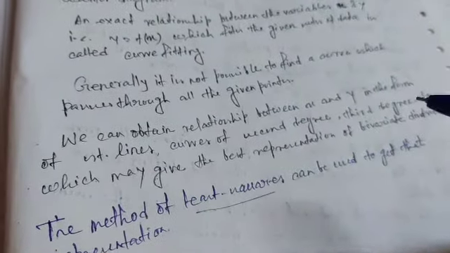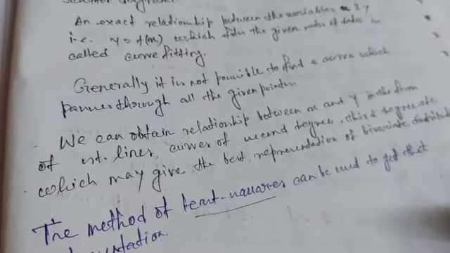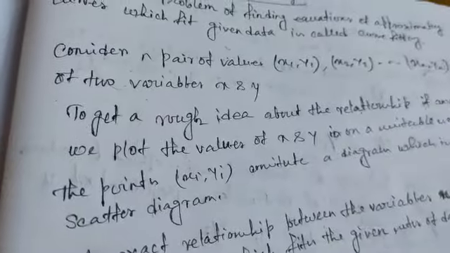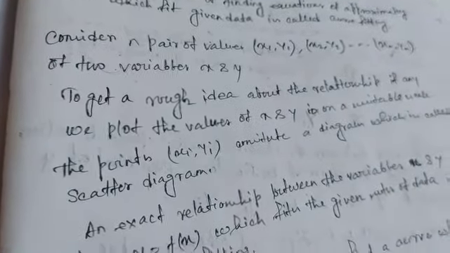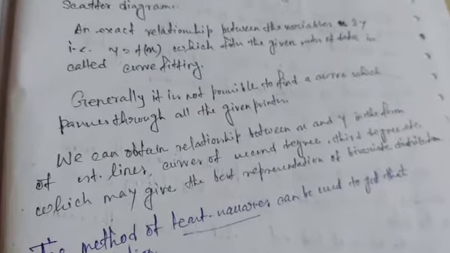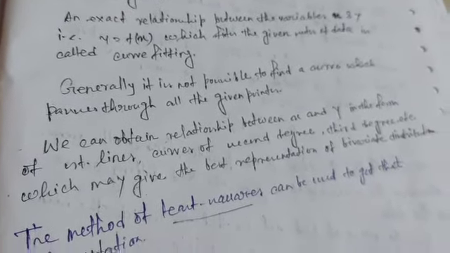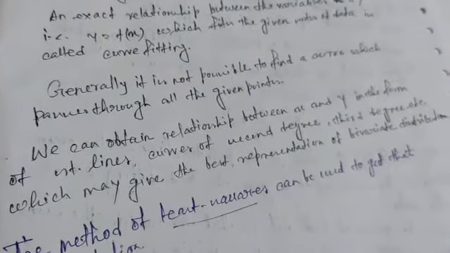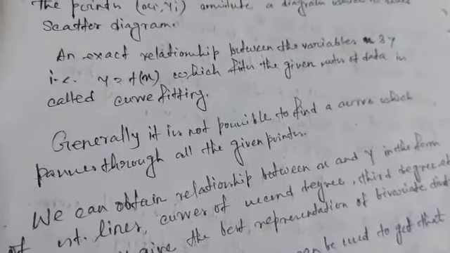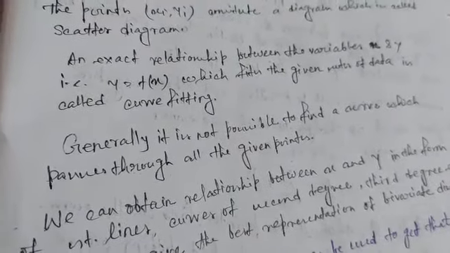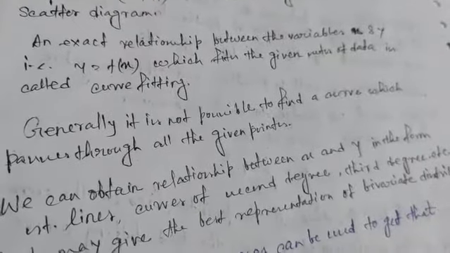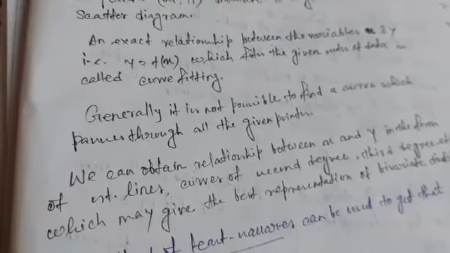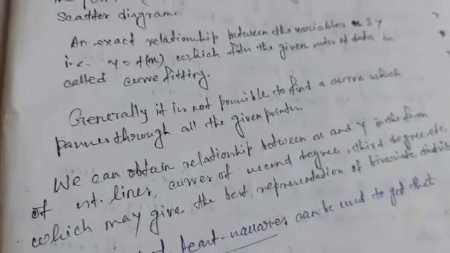So that means for a particular set of n pairs of data, we can fit them in the form of a straight line, curves of second degree, third degree, etc. That will be chosen by the observer, and generally it is not possible to find a curve which passes through all the given points. Actually it can be more visible if we put all the data into Excel software or anything like Jamovi and SPSS.